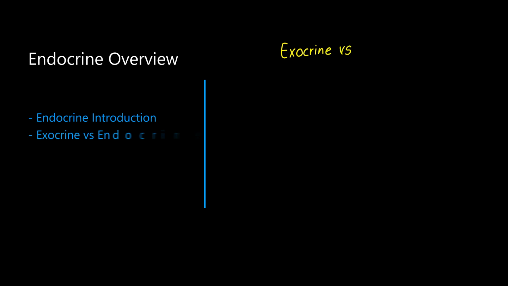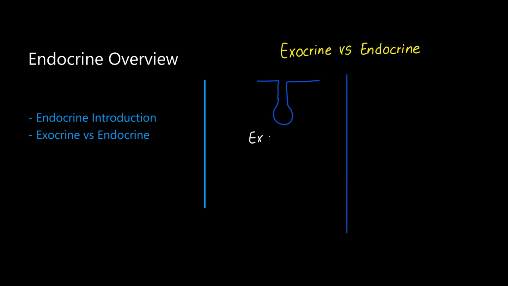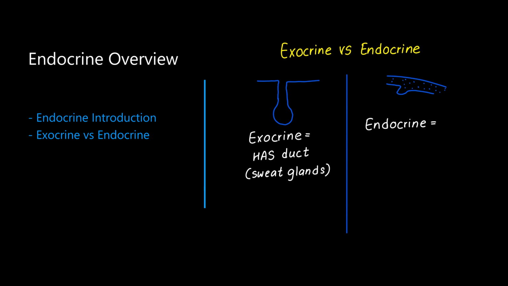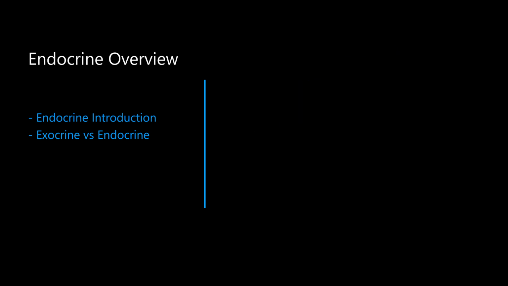Two types of glands matter here. Exocrine glands secrete through ducts onto body surfaces, like sweat glands. Endocrine glands are ductless and release hormones directly into blood. When your exam says ductless gland, it means endocrine. When it says secretes through a duct, it means exocrine. That is one of those binary distinctions they love testing.